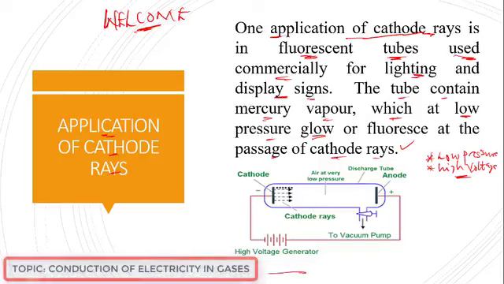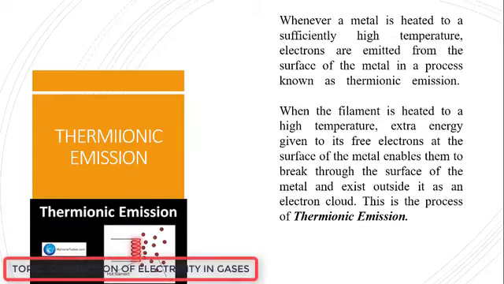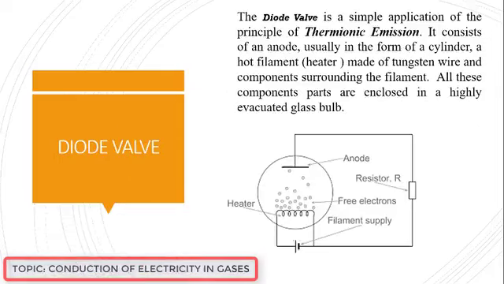If you look critically at this diagram, this is an example of a ray tube where we have the cathode rays, we have the air at very low pressure, we have the discharge tube, we have our anode, and we also have the vacuum pump, and most importantly we have the high voltage generator, which provides the EMF source. Now let's talk about a very important phenomenon which is known as thermionic emission.